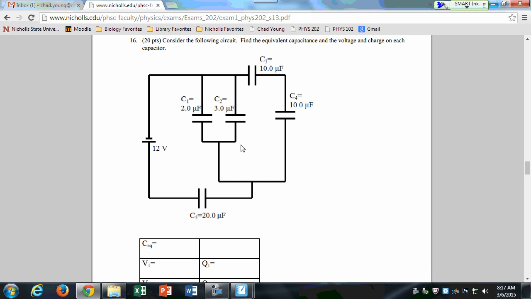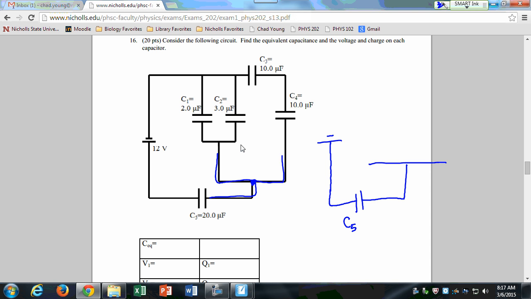Alright, so here I have my 12-volt battery. Again, I always start on the positive side. It doesn't really matter, you can start on the negative side, but that's just what I do. Alright, so C5 is there. And then I come along and I come into a junction. This one's sort of laid out a little more readily. And it breaks into 2.